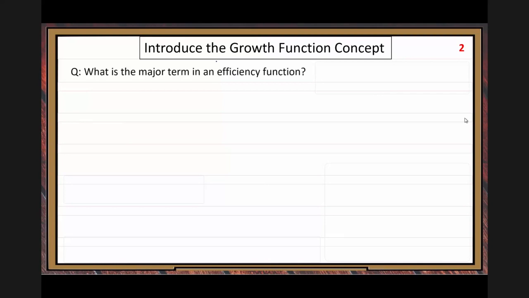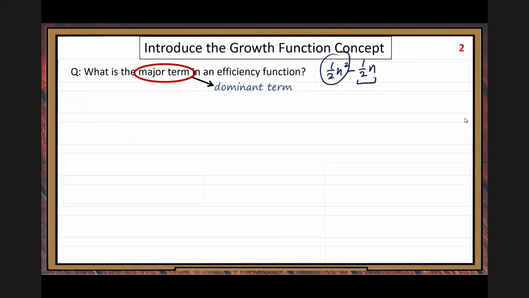Question: what is the major term in that efficiency function? Two terms in that example. The major term, we also call the dominant term. That term dominates other terms. For example, this one. The first term, can you see the first term dominates the second one?